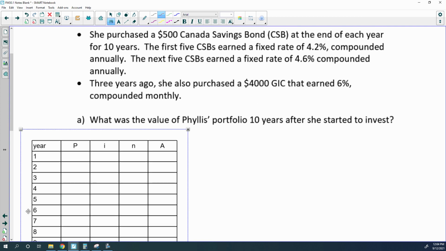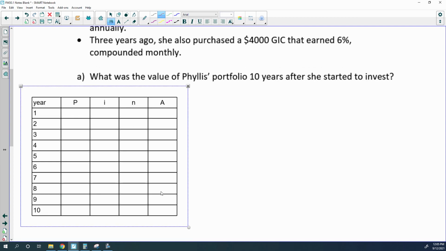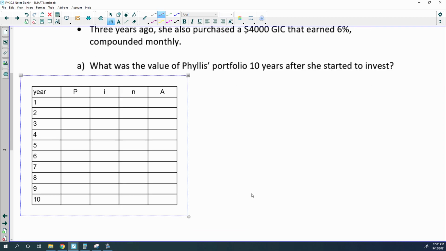I've made this little chart to help figure out the Canadian savings bonds, because she's buying these bonds at the end of each year. So we actually have to calculate each of those 10 Canadian savings bonds separately, because each one is a separate investment. We have year 1 to year 10, and the principal of each of these is going to be 500, because each Canadian savings bond was worth 500.